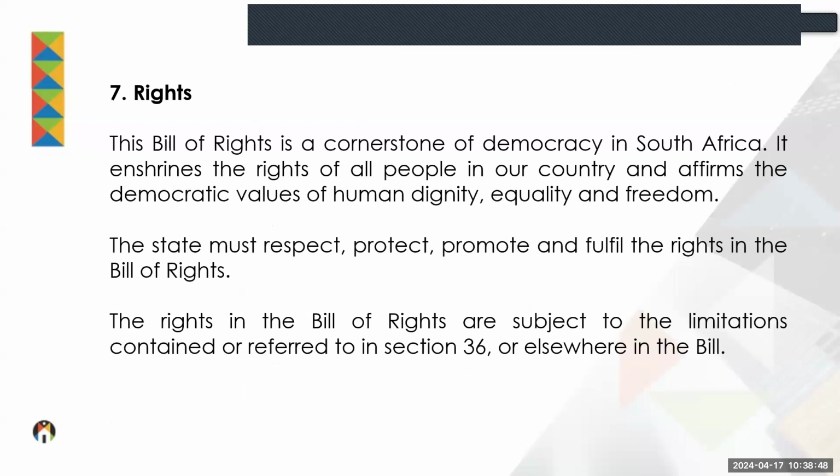Next, we look at the rights. Now, this comes from Chapter 2 of the Constitution, the Bill of Rights. And the Bill of Rights is a cornerstone of the democracy in South Africa. It enshrines the rights of all people in our country, and it affirms then the democratic values of human dignity, equality, and freedom. And the state has got the legal duty then to respect, to protect, to promote, and to fulfill these rights in the Bill of Rights.